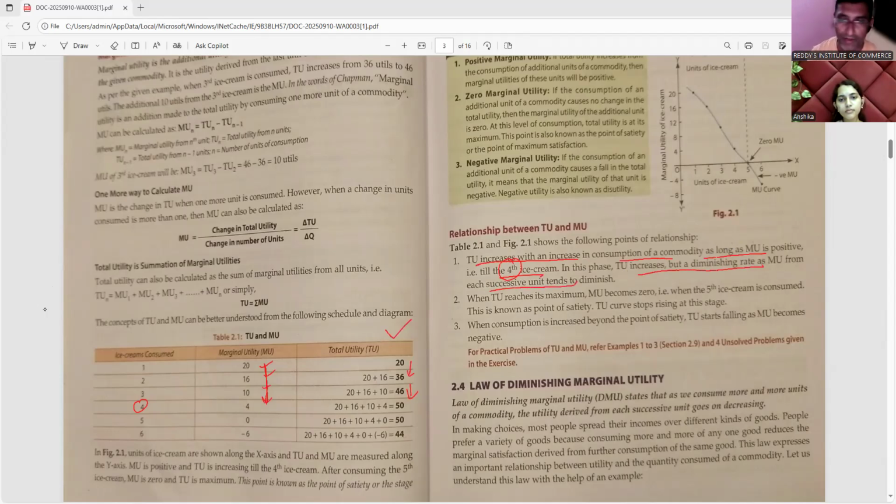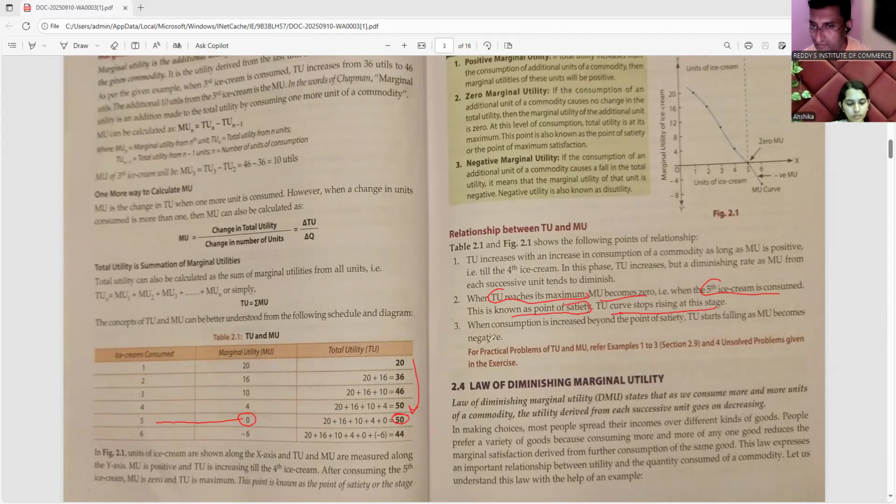Now, when TU reaches its maximum, MU becomes 0. That is when the fifth ice cream is consumed. This point is called the point of satiety. Now the TU curve stops rising at this stage.